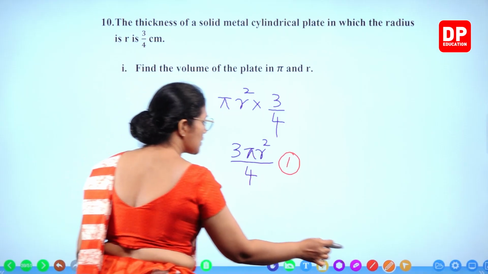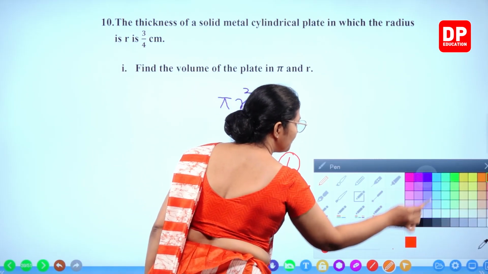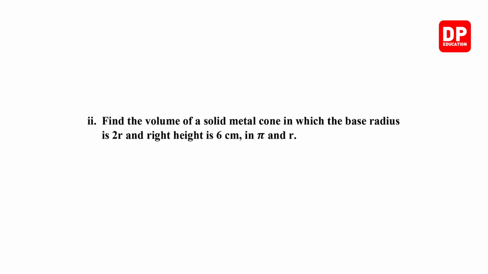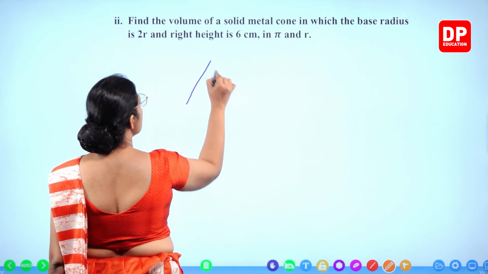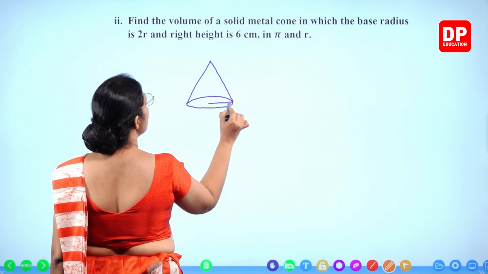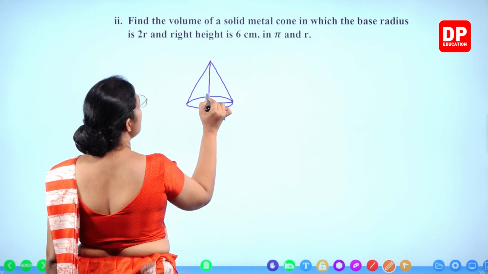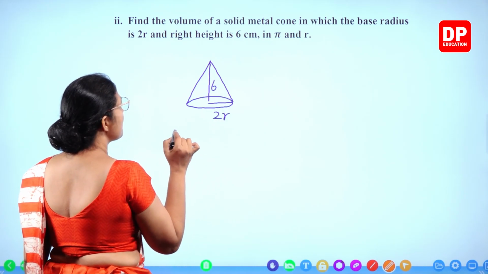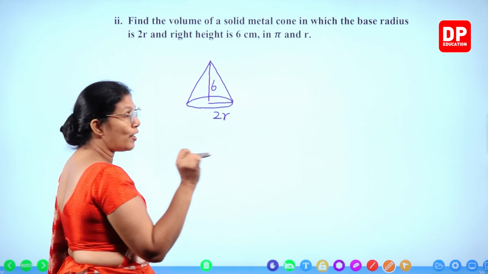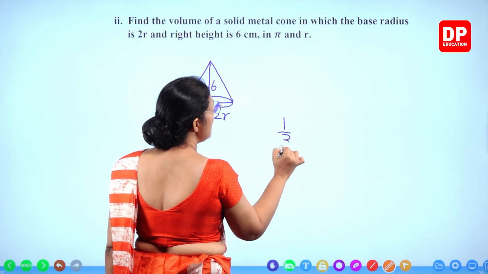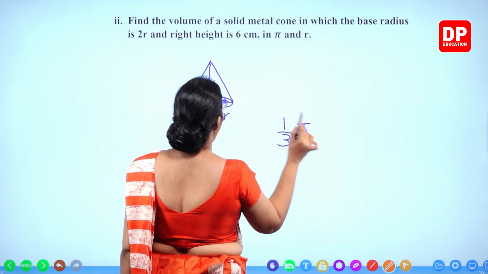Now let's take the next one. Find the volume of a solid metal cone in which the base radius is 2r. It's about a cone now. Base radius is 2r and the height is 6 centimeters. So what is the volume? Volume is 1/3 pi r squared h.